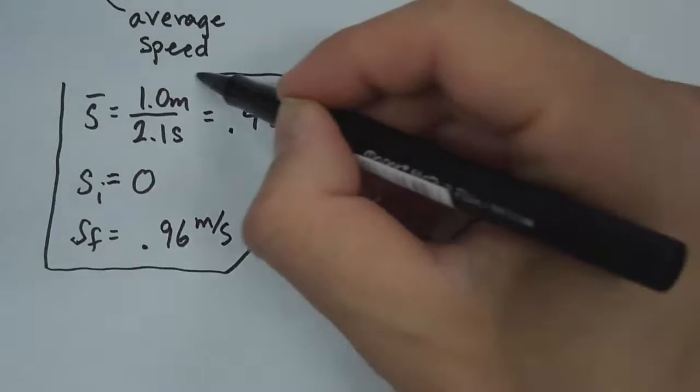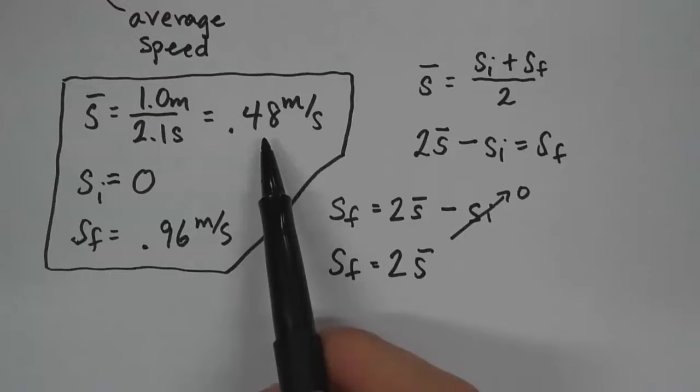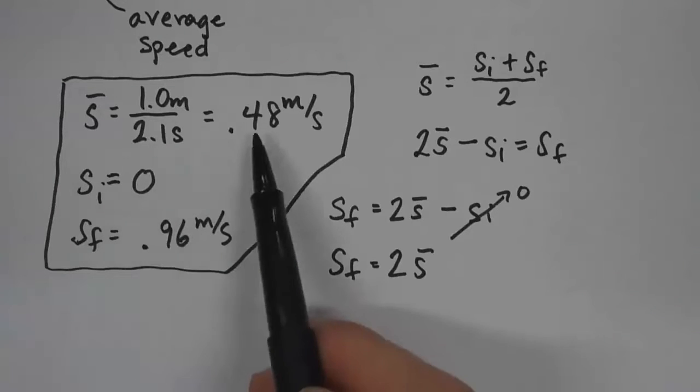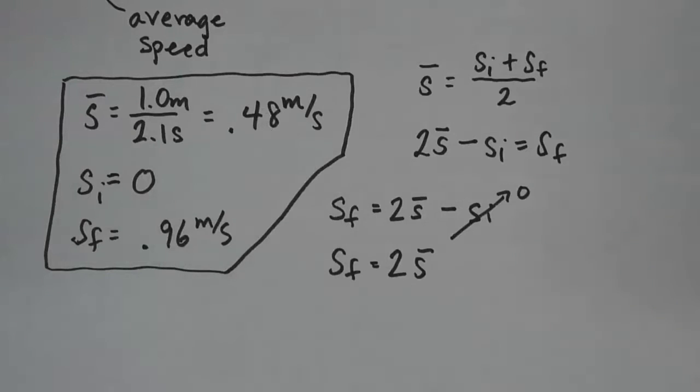Okay, so I want you to take a look at these numbers right here. So what do we have here? First, we have the initial speed. We know that's true because we started from rest. We calculated the average speed, 0.48. If the initial speed is 0, to find the final speed, all you do is take the average speed times 2, and that gives you your final speed.